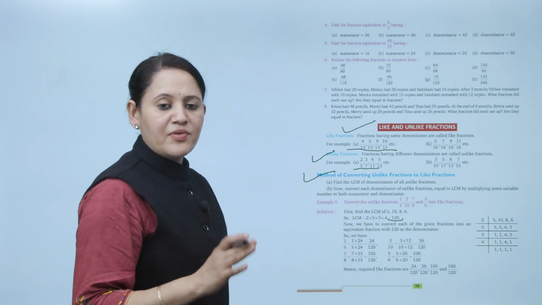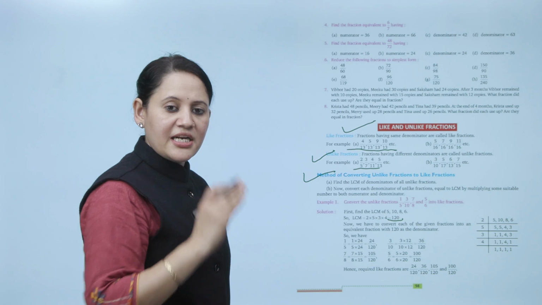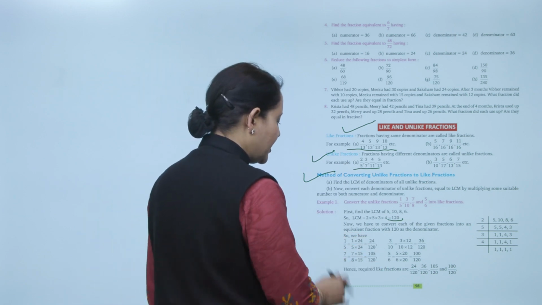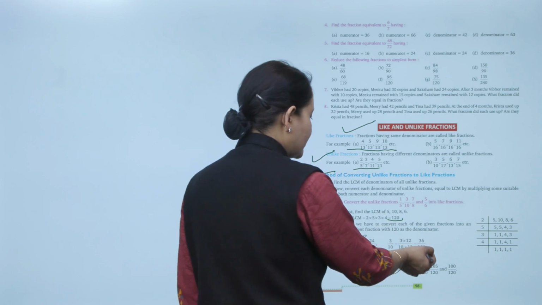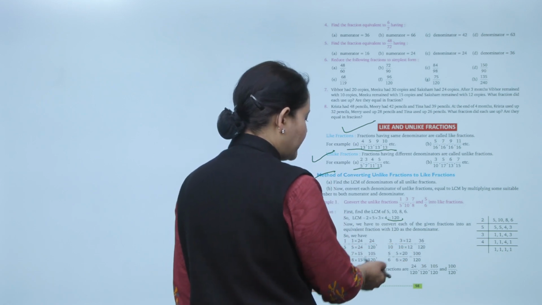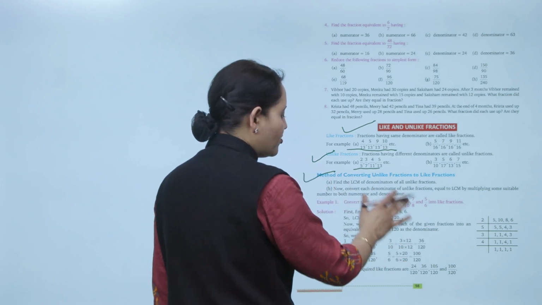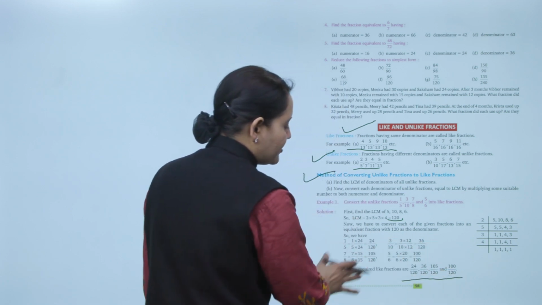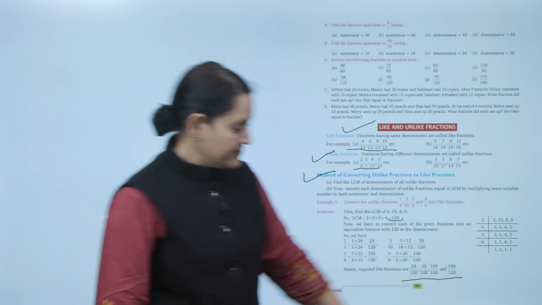Now what we'll do? We'll multiply the numerator and denominator by this quotient. So we'll get 24 upon 120. Next 36 upon 120, 105 upon 120, like this we will convert into like fraction. So ये हो जाएंगे like fraction because here all have same denominator 120.